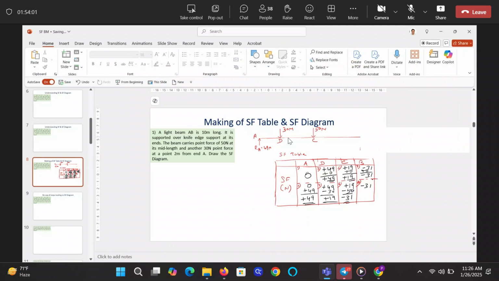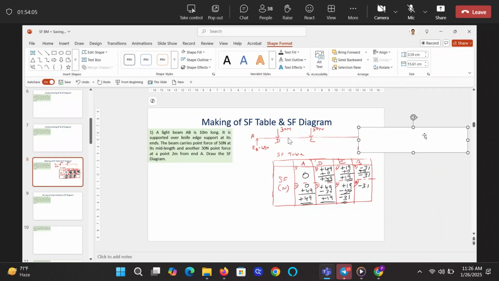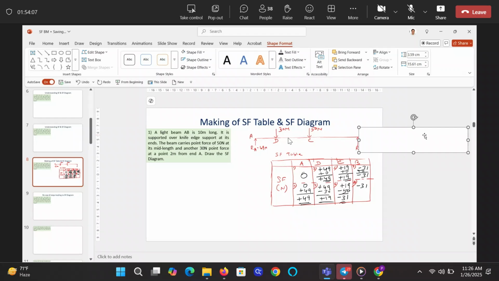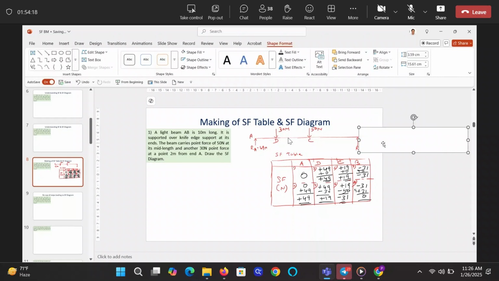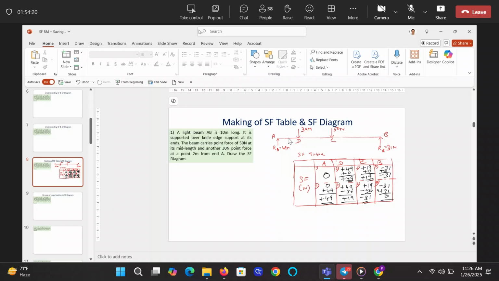I bring minus 31, and the moment I go to the just right of B, plus 31 comes into picture. And when plus 31 comes into picture, it becomes 0. And this is how we complete the table. I am clearing this thing which I used, and now I'm going into screen share mode.